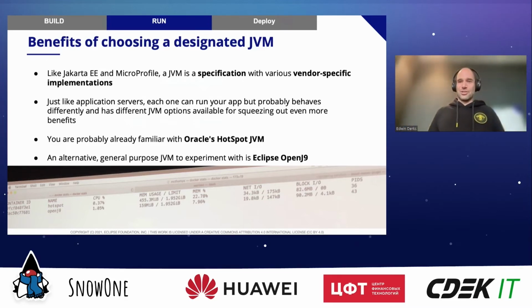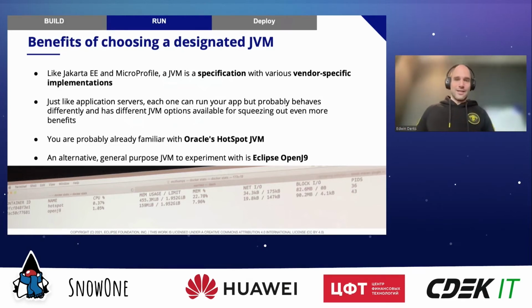So also choices there. And as you can see in this screenshot, when I was at a conference, they showed how the Spring Boot pet store runs with Hotspot and OpenJ9. You see that the memory differs quite a bit. Hotspot uses 455 megabytes and OpenJ9 only uses 159. The same app, just running on two different JVMs.